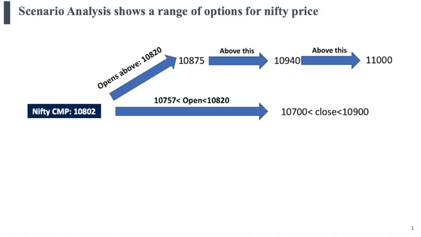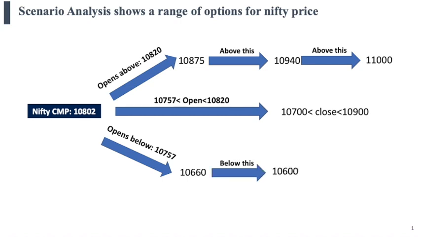The third possibility is that Nifty opens below 10,757. If that happens, there is a possibility of it going towards its 10-period exponential moving average of 10,660. If it goes even below this, there is a possibility of it going till 10,600. And if it goes even lower than this, which is very unlikely, it can go till 10,540.